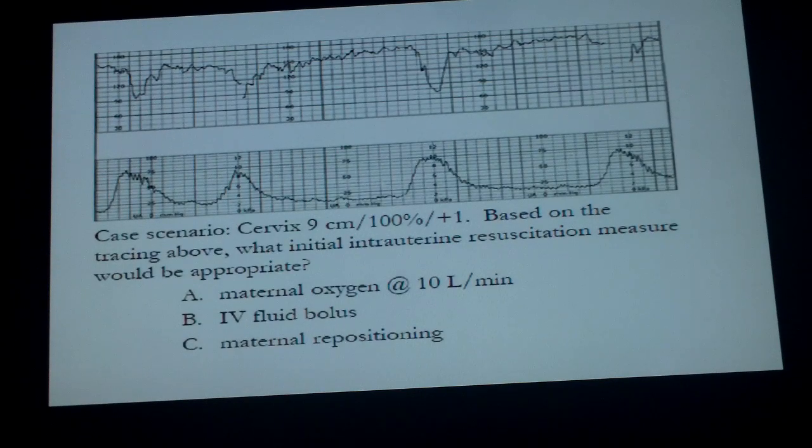Are they uniform and gradual, mirroring the contraction, or after the contraction, or are they abrupt? And as you can see there, those contractions are variables, they are abrupt. So a variable is caused by cord compression. So your goal in resuscitating this baby is to get the pressure off of the cord, and you would achieve that by maternal repositioning. So all of those could be appropriate, but it's just like boards.